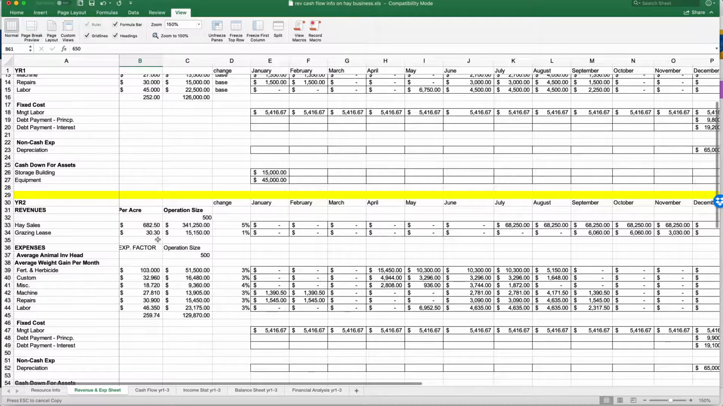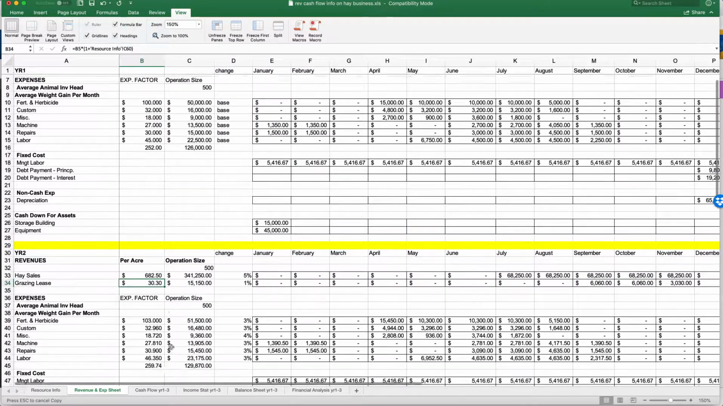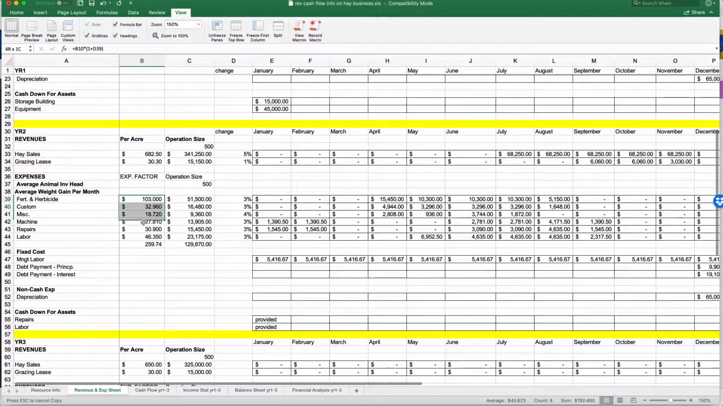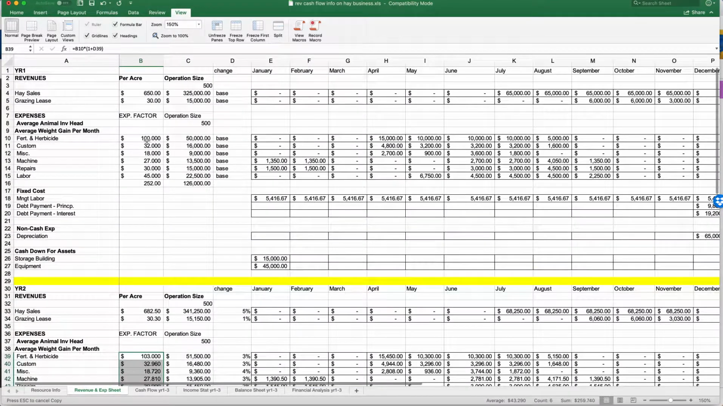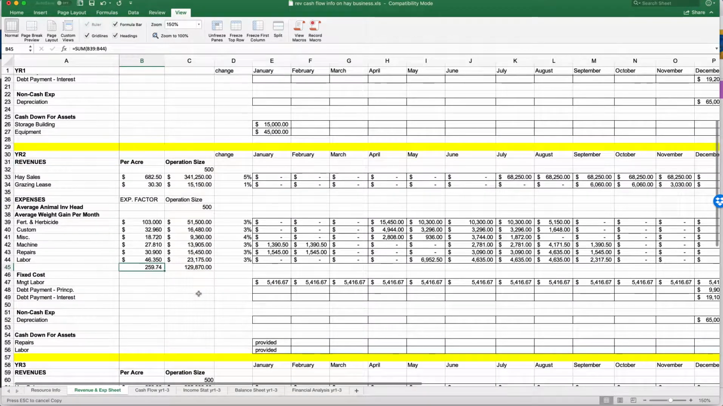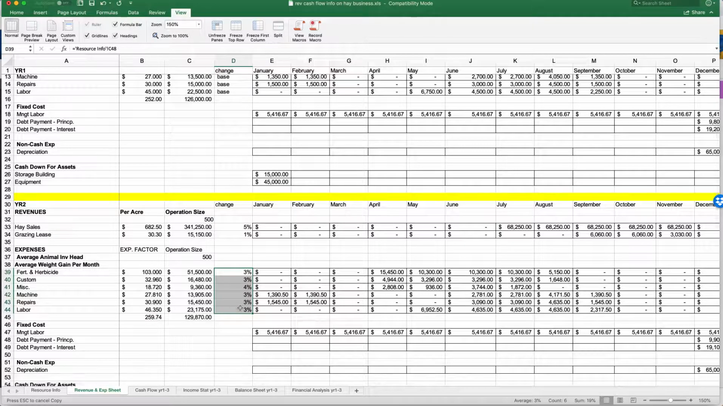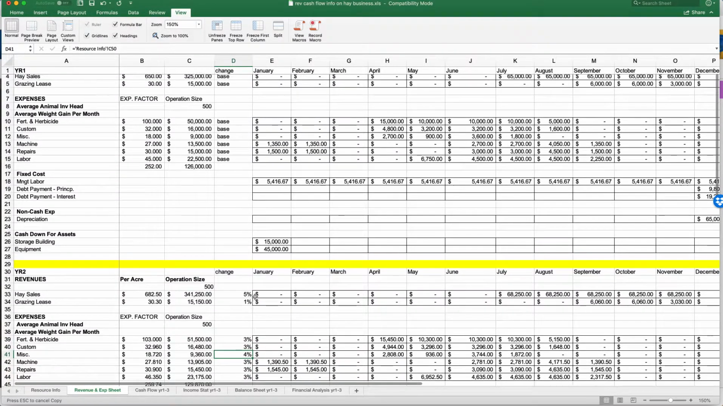All right, same thing for the grazing lease. It went up by 1%, which is going to be 30 cents. And then the expenses, they all went up. It was $100 an acre. It was total $252. Now the total's $259. And so those are 3% increases and 4% on miscellaneous. That's going to be our website trying to market our hay better.